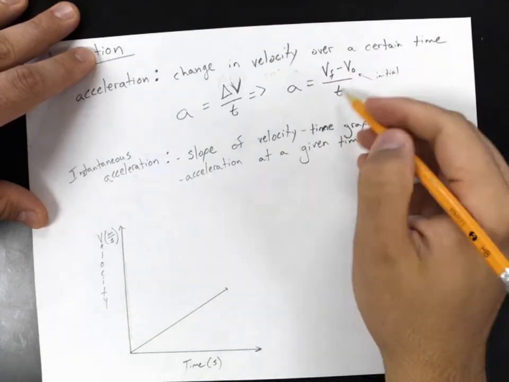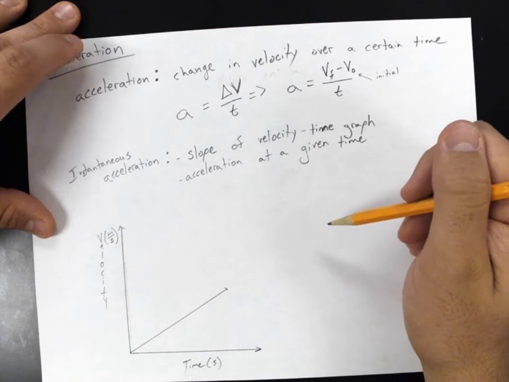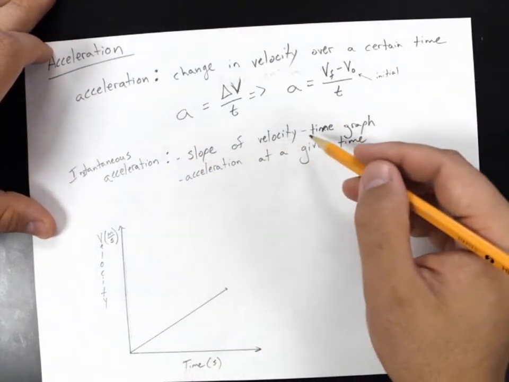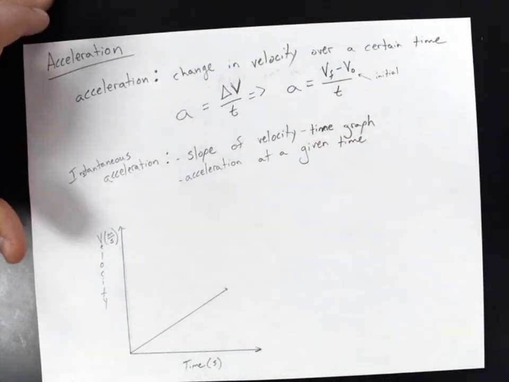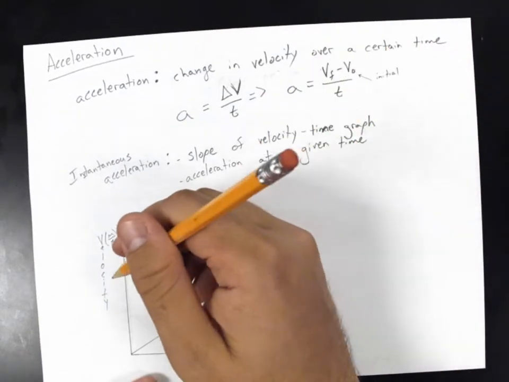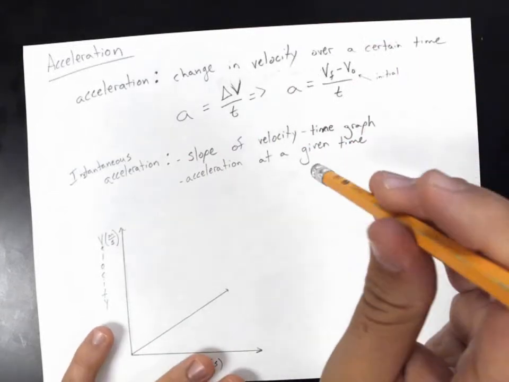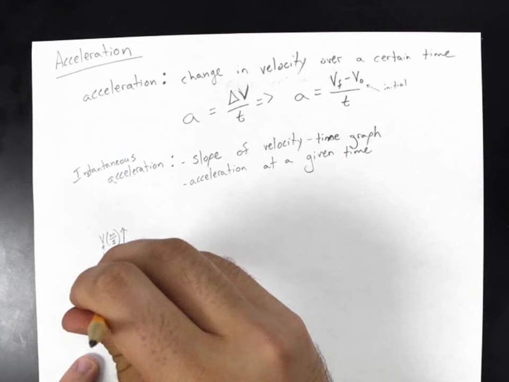Now, we can rearrange this equation if we like, and we will in a few moments once we get to the next section. Now, instantaneous acceleration: slope of a velocity time graph. Like we were doing before with a displacement and time graph, now we can do a velocity and time graph.